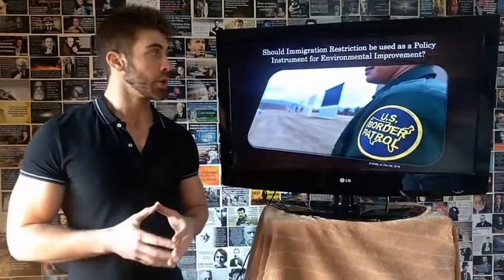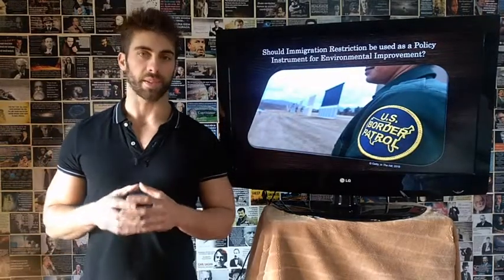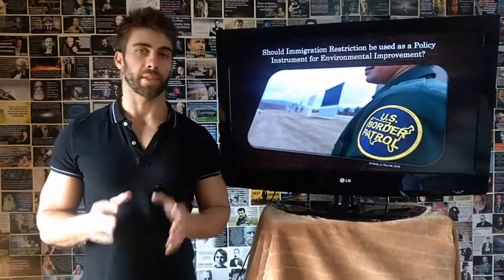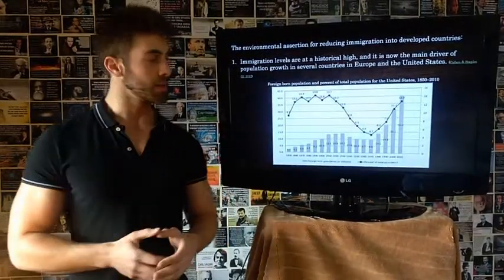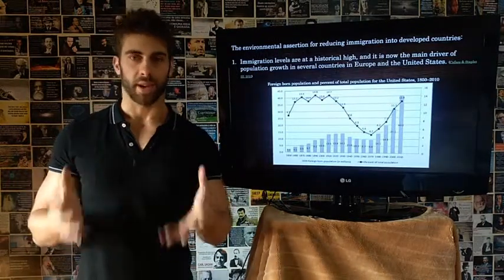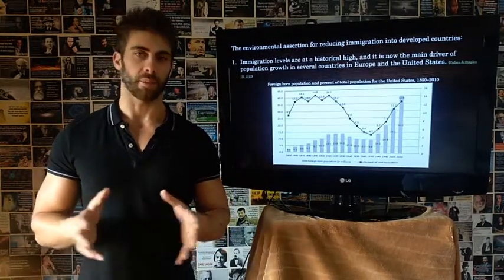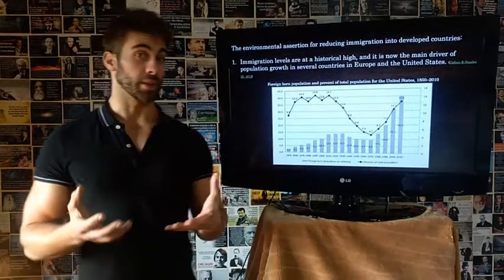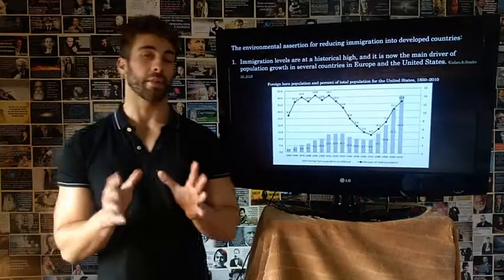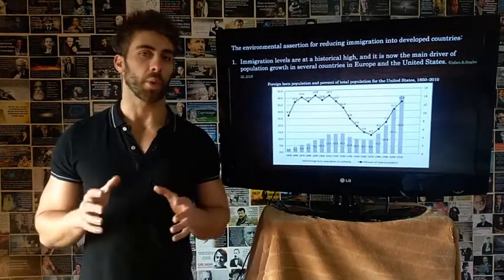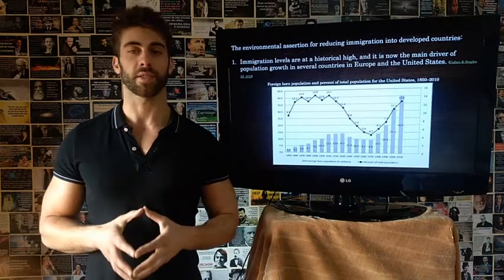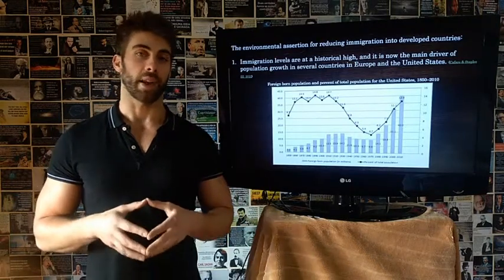And this leads us from overpopulation to migration. Should immigration restriction be used as a policy instrument for environmental improvement? This assertion is divided into several premises. And for this exercise, I will use the United States because they have studied this immigration affair for longer and they have more data. First of all, immigration levels are at a historical high, and it is now the main driver of population growth in many developed countries such as in Europe and the United States.